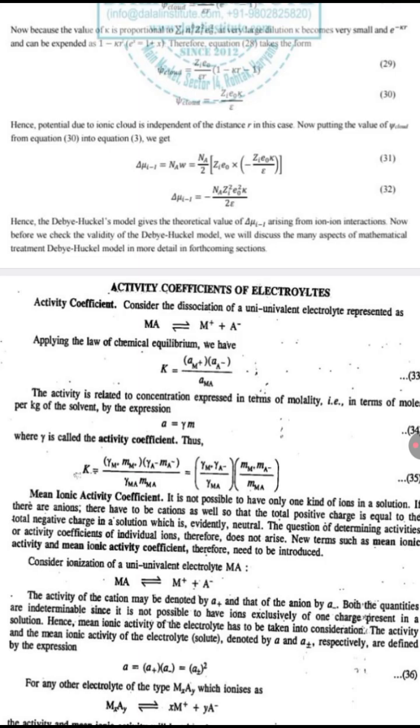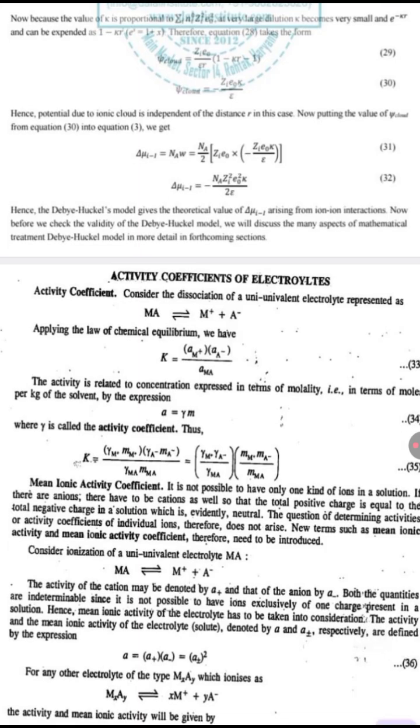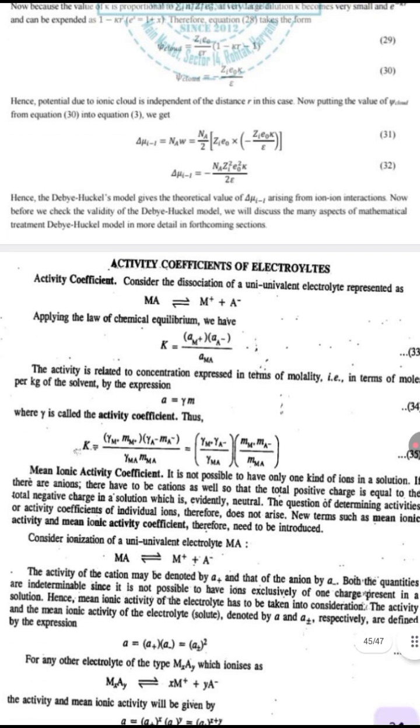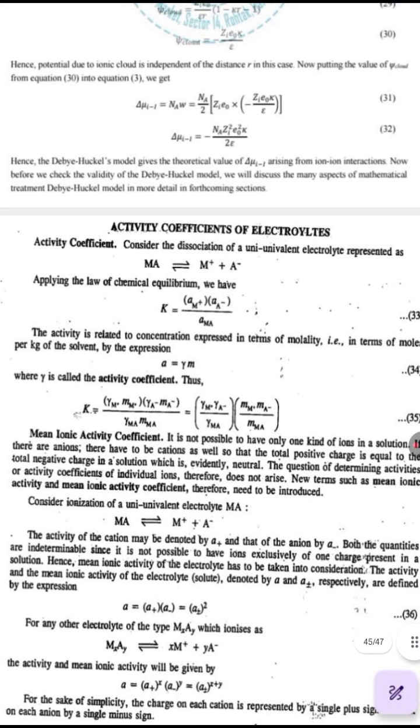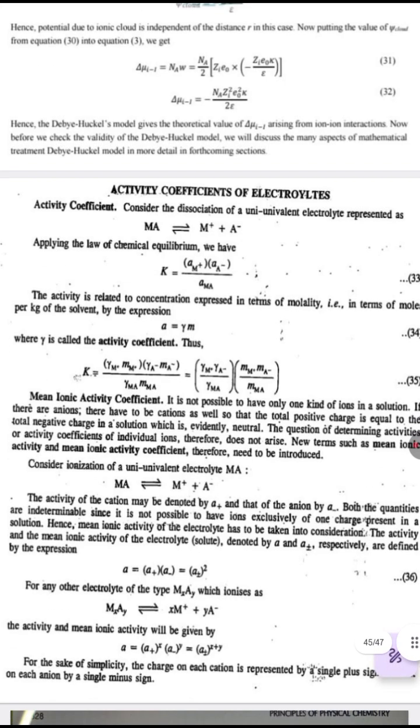Now because the value of k is proportional to summation n naught I zi square e naught square, at a very large dilution k becomes very small and e to the power minus k r can be expanded as 1 minus k r, using e to the power x approximately equals 1 plus x. Therefore, equation 28 takes the form psi cloud equals zi e naught into (1 minus k r minus 1) divided by e r, equation 29. Psi cloud equals minus zi into e naught into k by e, equation 30. Hence, the potential due to the ionic cloud is independent of the distance r in this case.